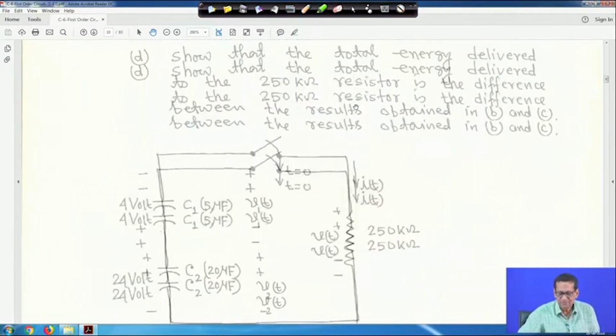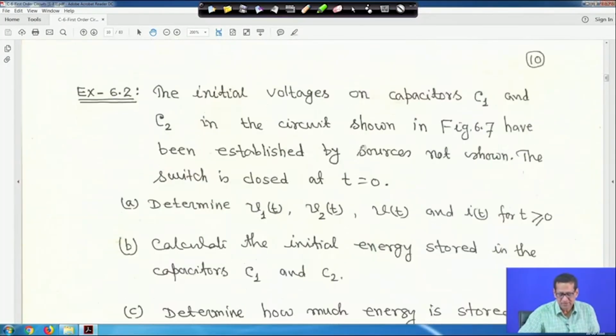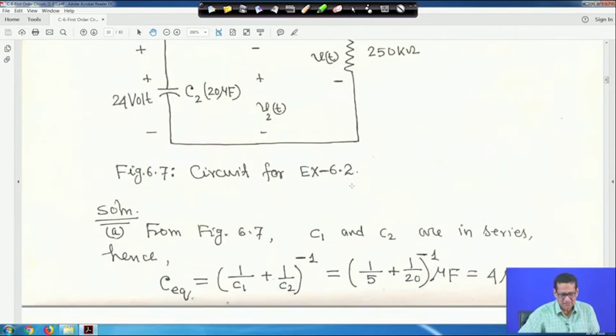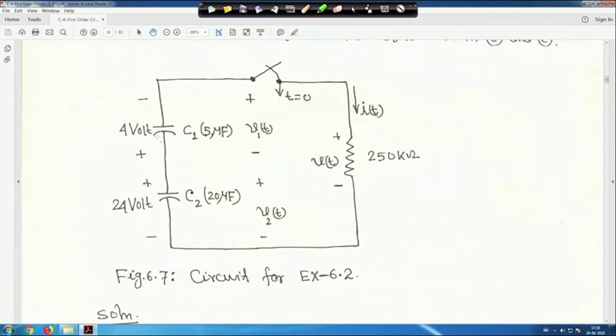All these things are given, and you have to find out the answer, right. The initial voltage here is given as 4 volt and here it is 24 volt, but look at the polarity, and accordingly you have to choose the sign of that initial voltage. So, this polarity is marked.